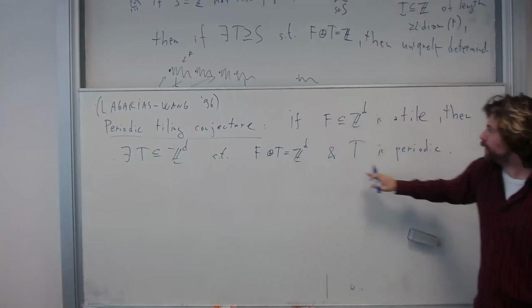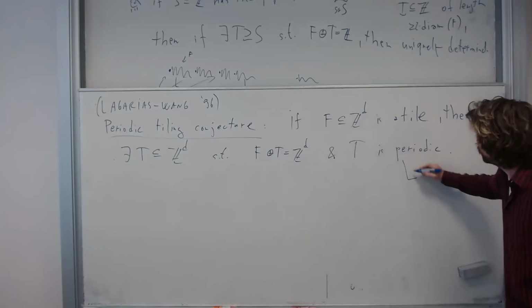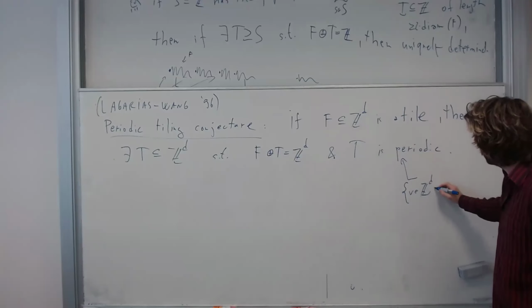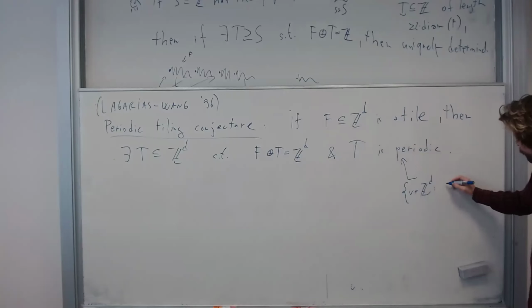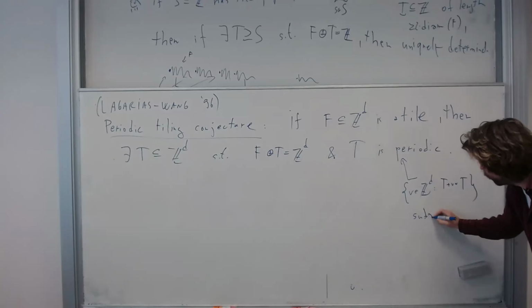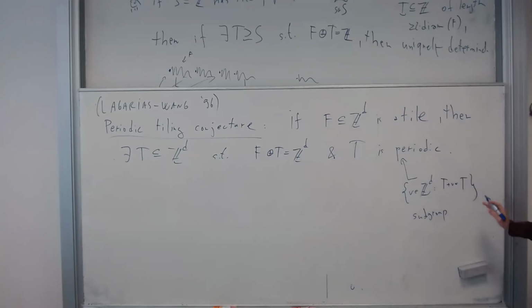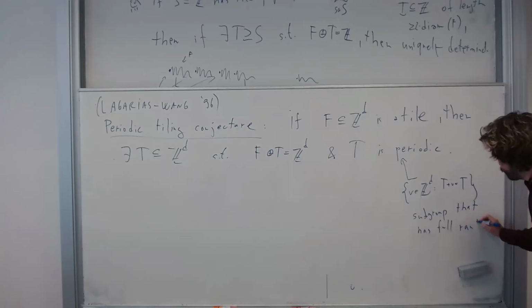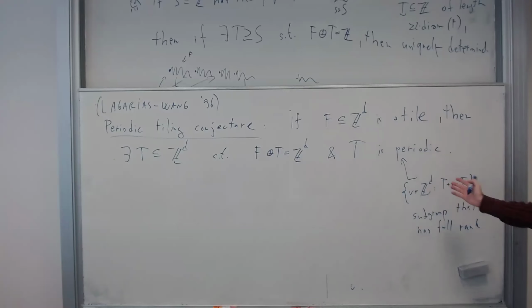So here periodic, in this generality, means that if you consider the subgroup of all translates in Z^d that fix T, so T plus v is equal to T, then this is a subgroup that has full rank, or a subgroup with the property that the quotient is finite. People can also say that it's a lattice, or a sublattice.